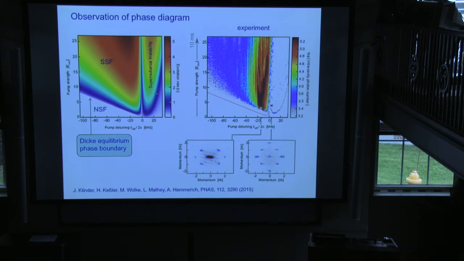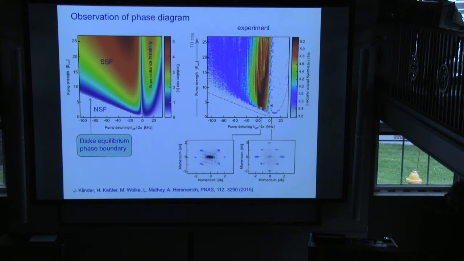So here you expect a superradiance instability as before, spikes of light being emitted into the cavity, while here a stationary lattice occurs. And this is also seen in an experiment. Now the colors are fairly similar, but I'm plotting here something else. This is the intracavity photon number that you see.